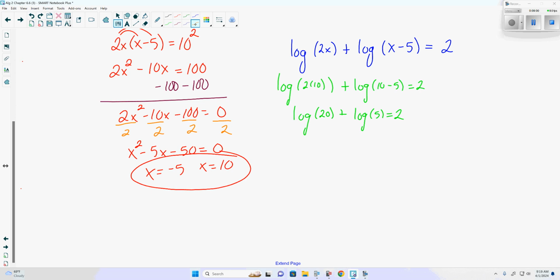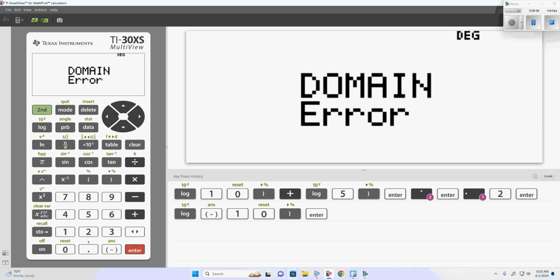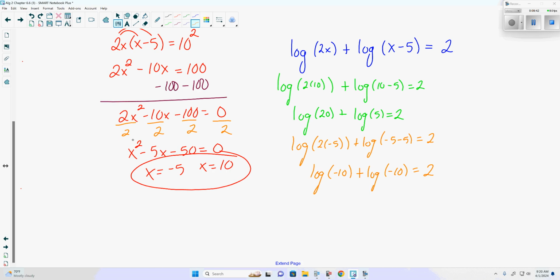Now the other one was log of 2 times negative 5 plus log of negative 5 minus 5 is equal to 2. And if we do some of the simplifying here, 2 times our negative 5 would be negative 10. Negative 5 minus 5 is negative 10. Well, in both of these here, the number inside the log is negative. If I come over here to the calculator and say log of negative 10, I'm not going to type the whole thing in. It's going to say domain error. We cannot have a negative number inside the log.